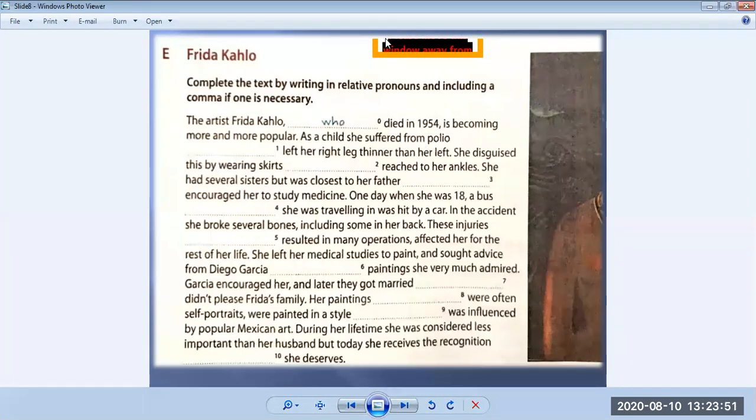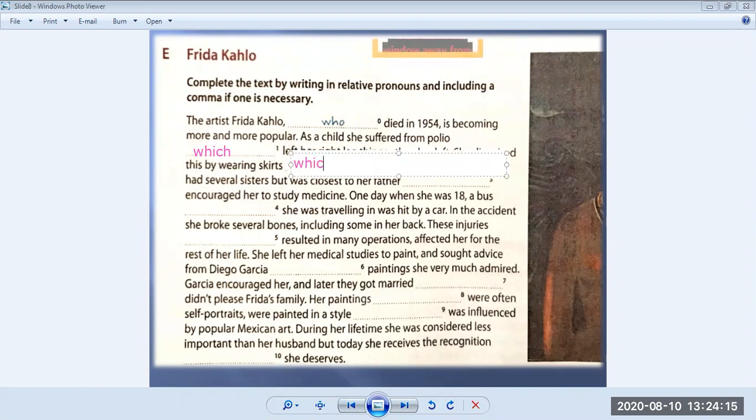So now we're going to write it. What is going to be the relative pronoun? Which? Polio is a kind of sickness. So it's a thing, that's why we say which. Left her right leg thinner than her left. She disguised this by wearing skirts, which reached to her ankle. So, okay, which again. Or sometimes, in some cases, you can say that.